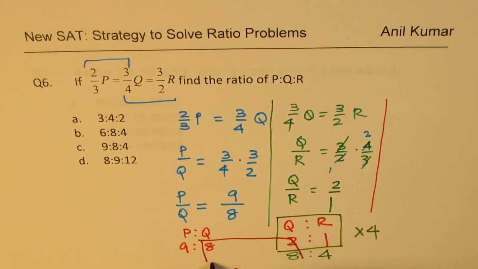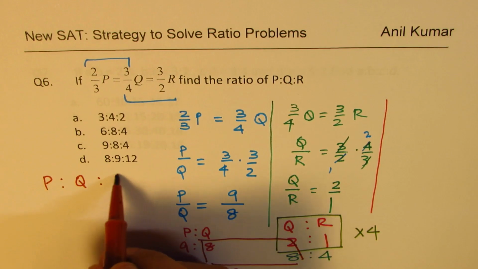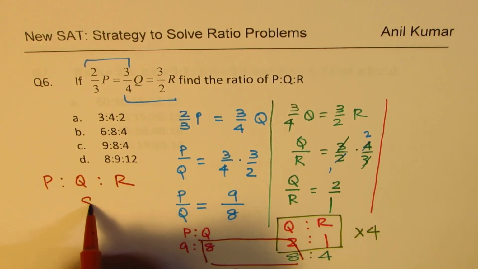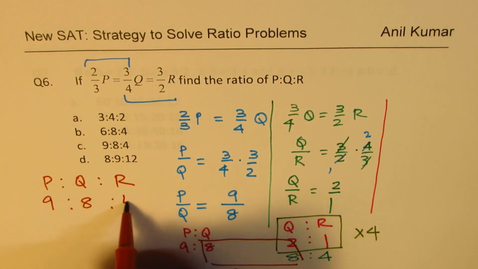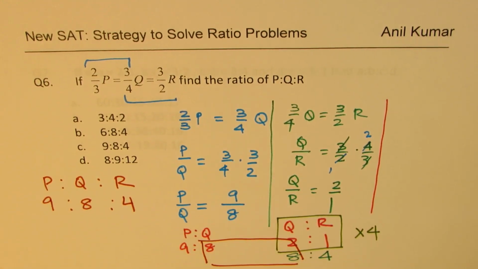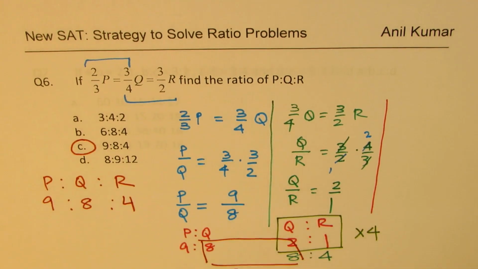You can see that, right? So we can write p is to q is to r with q as 8, p and r are 9 and 4 respectively, right? 9 and 4 respectively. So we get our answer, 9, 8, 4, which is option C. Is that clear to you?